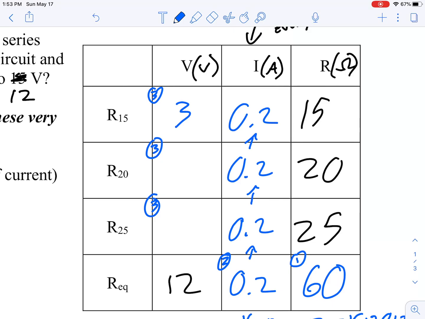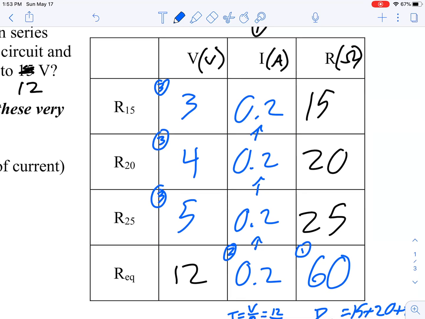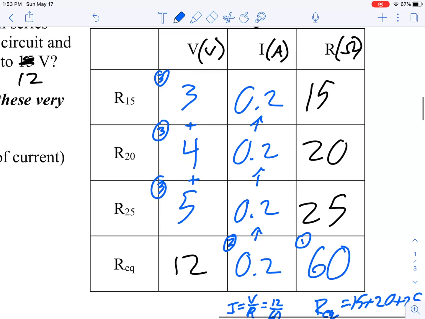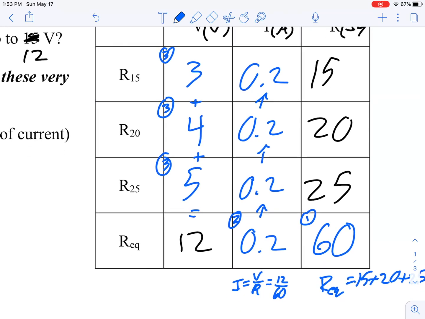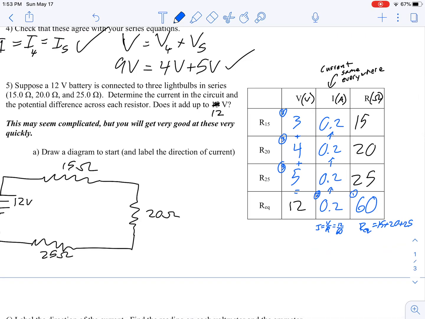Now, if we multiply the next column, that's going to be 4 volts. And the last, that's going to be 5 volts. Do those add up to be 12? Let's see. 3 plus 4 is 7. 7 plus 5 is 12. So yeah, that works out. So that works out actually pretty nice. It's a nice check for us.